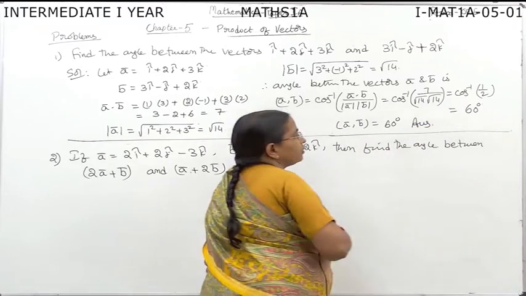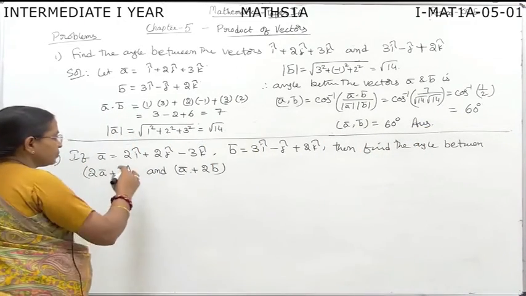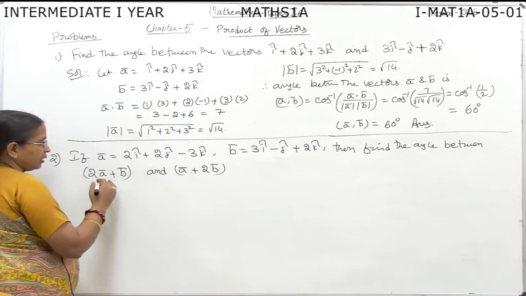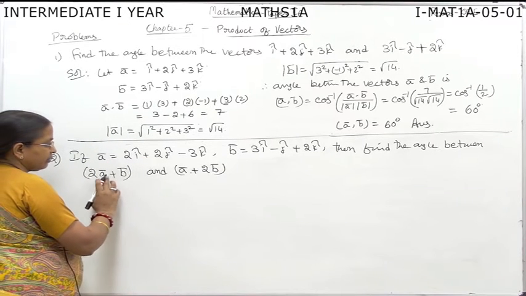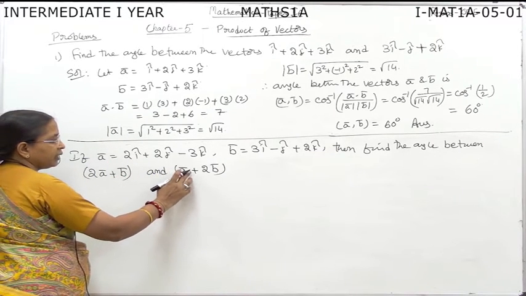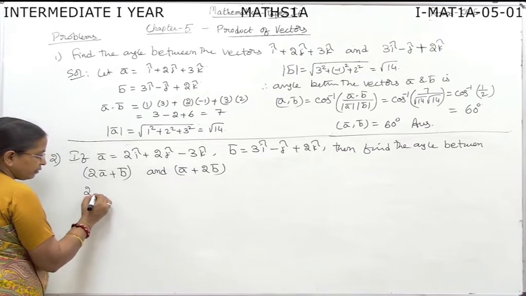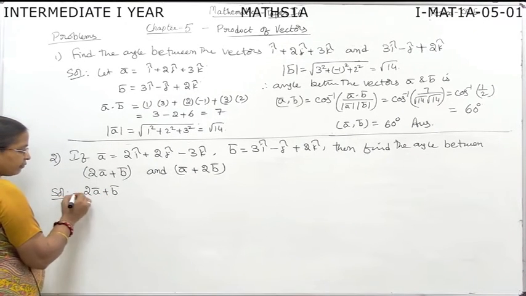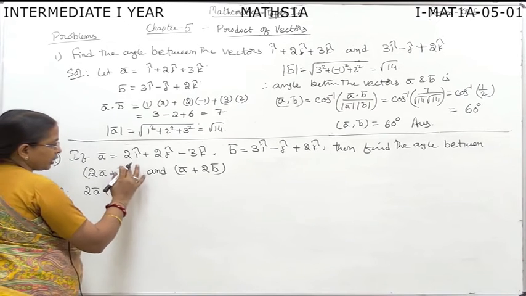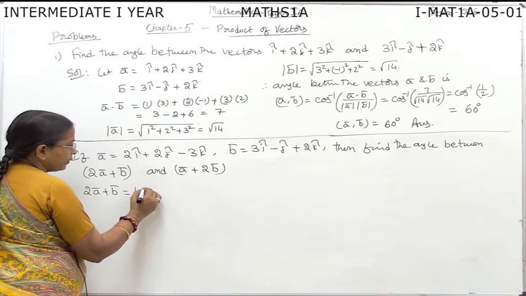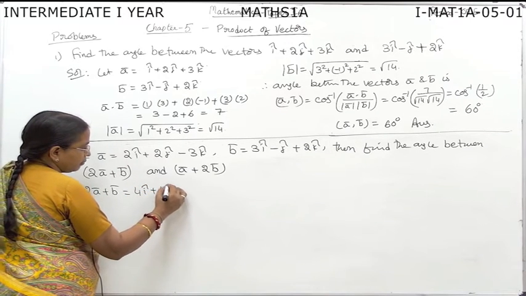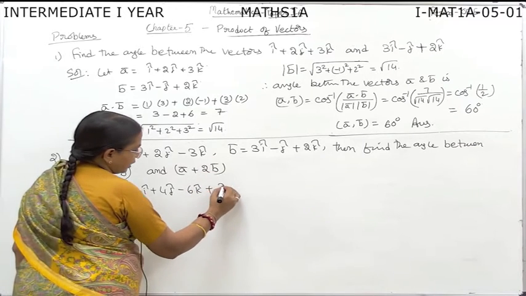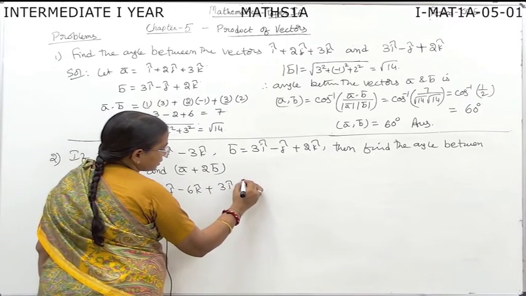So like this we find the angle. This type of problems are very important for 2 marks. Now A and B are given. You must find the angle between the vectors 2A plus B and A plus 2B. So first we'll find 2A plus B vector. In the solution, we'll find 2A plus B. What is 2A? 4I plus 4J minus 6K, plus B vector, 3I minus J plus 2K.